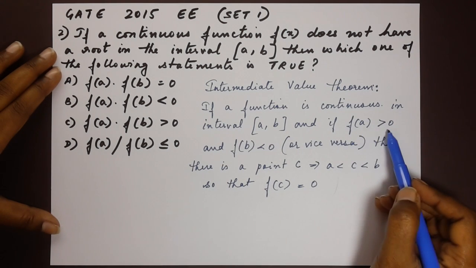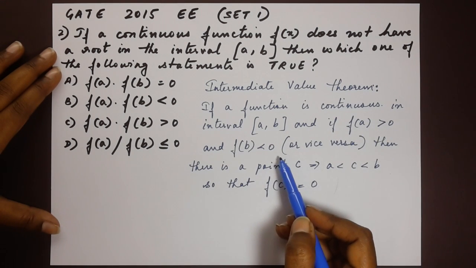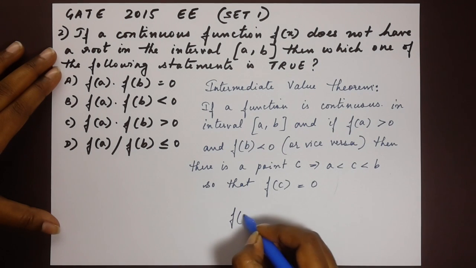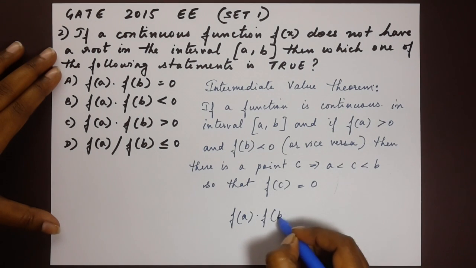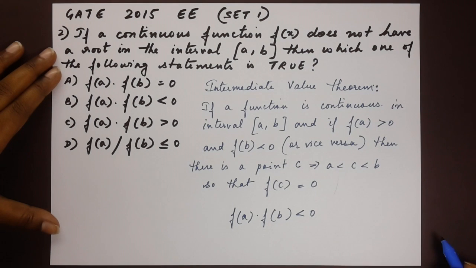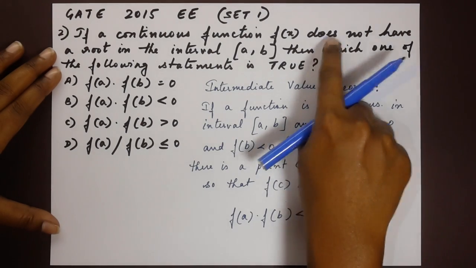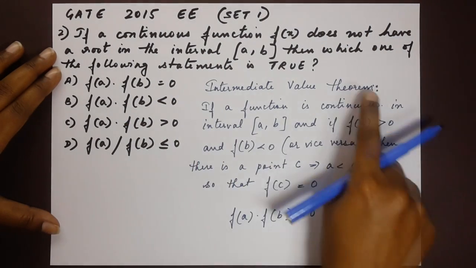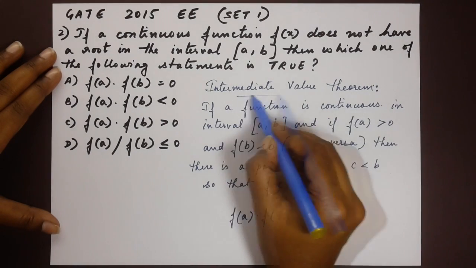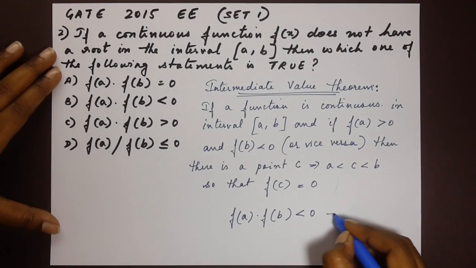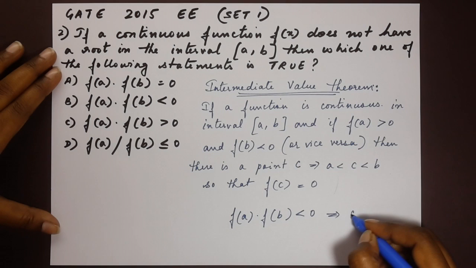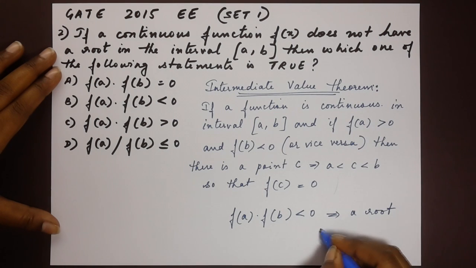So if f of a is greater than 0 and f of b is less than 0, then that means f of a into f of b is less than 0. So the multiplication of the two would mean that it is less than 0. Now the question says that it does not have a root in the interval, but this theorem here specifically is for a root within the interval given.